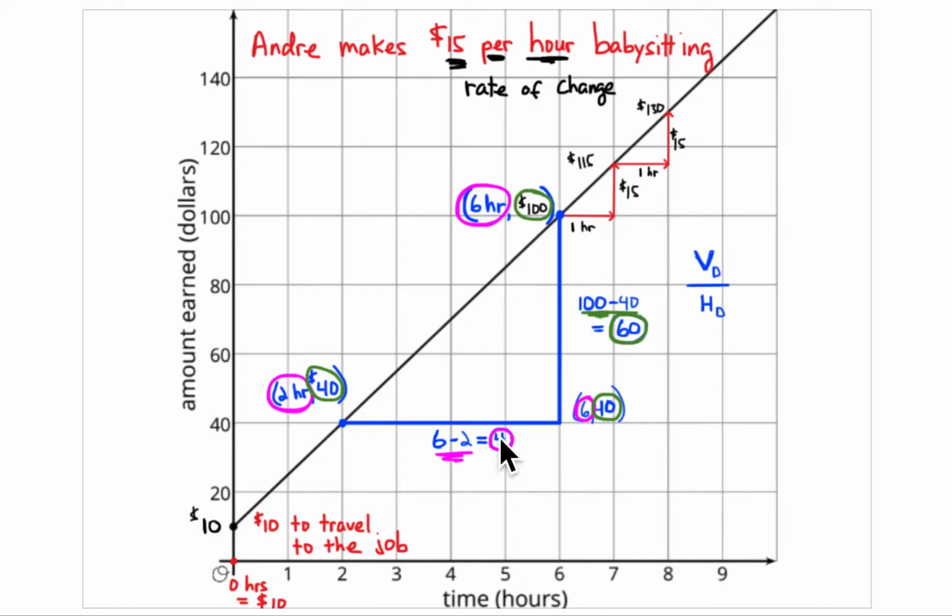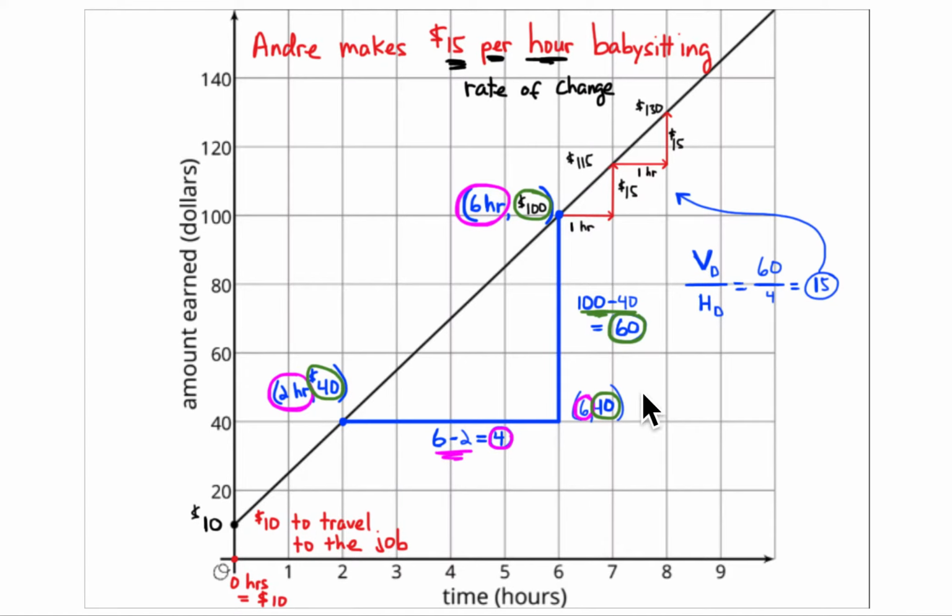Well, these 2 units are actually equal to 40 hours. All right. So the relationship of the number of units in the vertical direction to the number of units in the horizontal direction is these $60, the 60 units, compared to 4 hours. So if you make $60 in 4 hours, if you simplify that, how much do you make? You make $15 per hour.